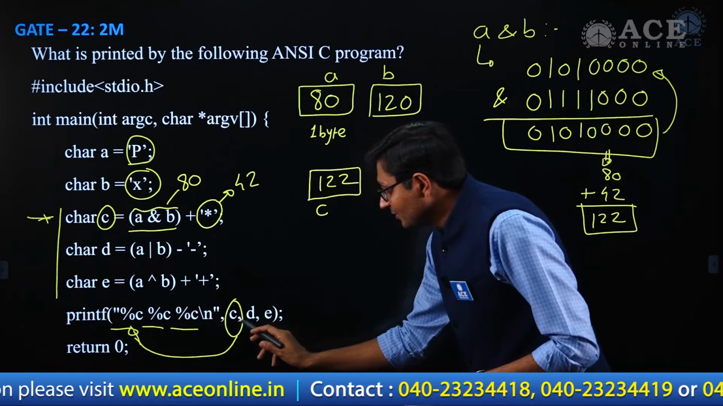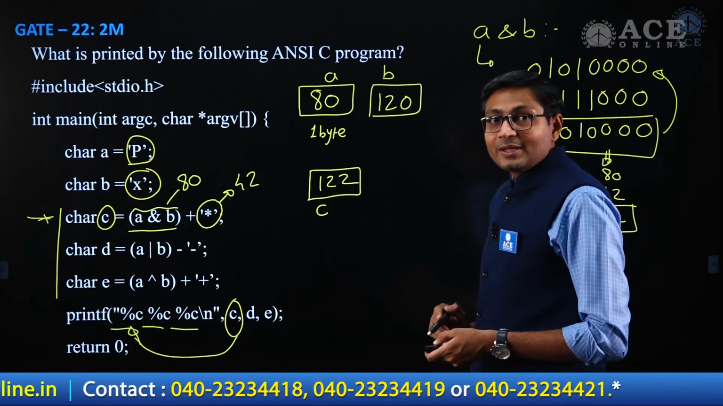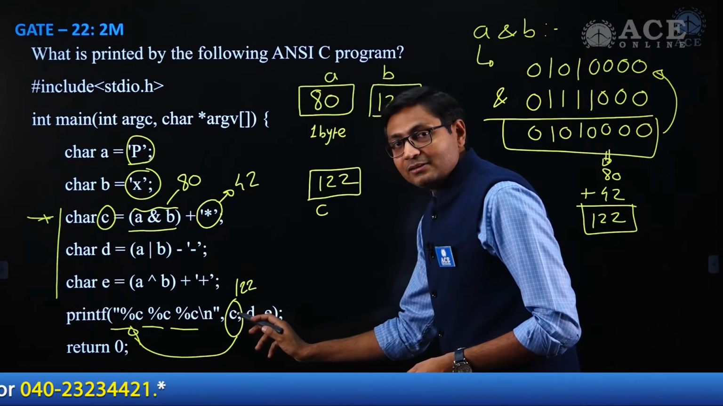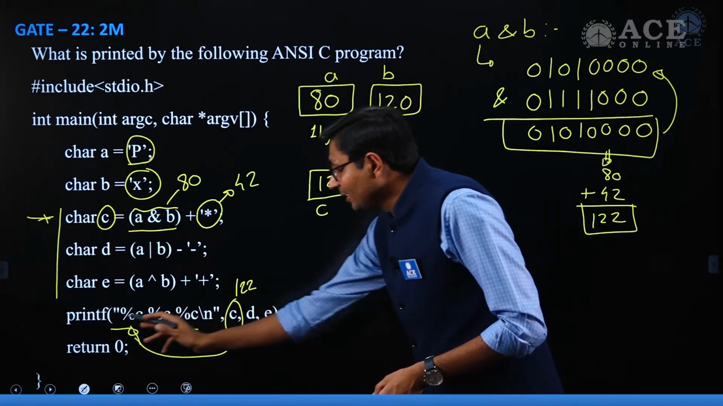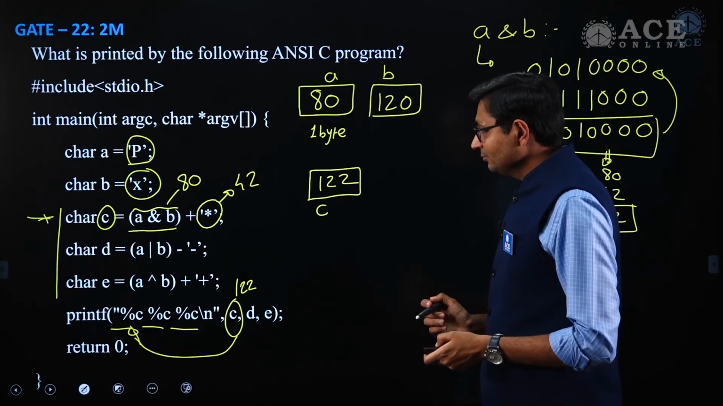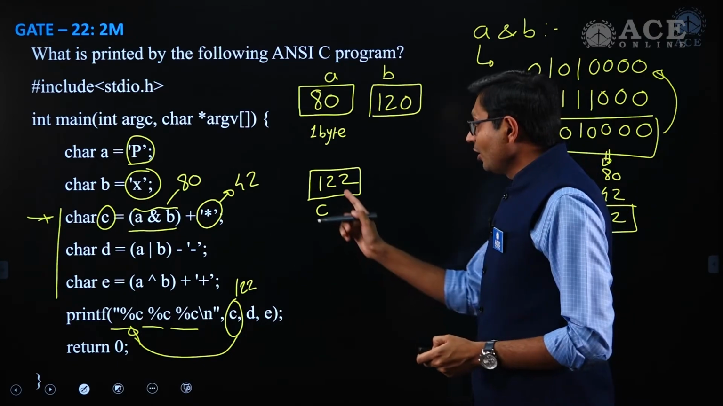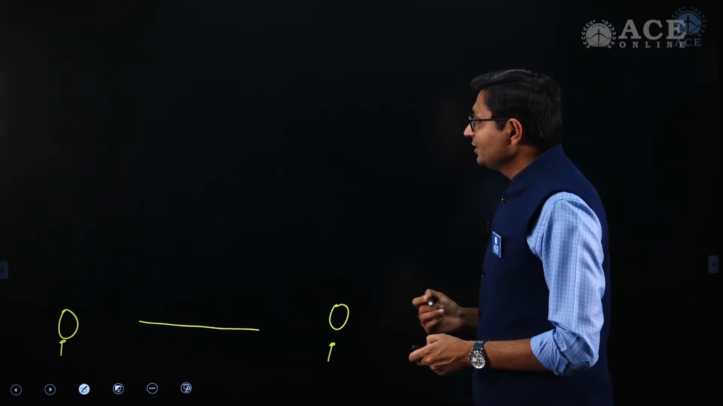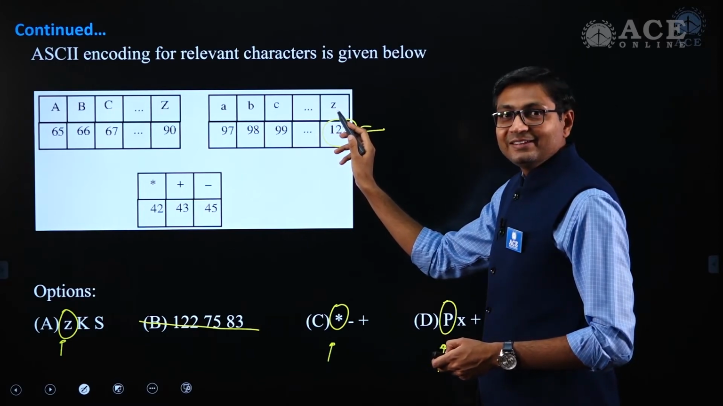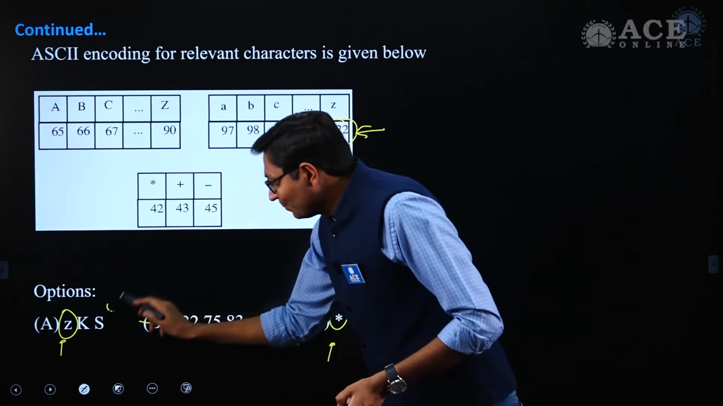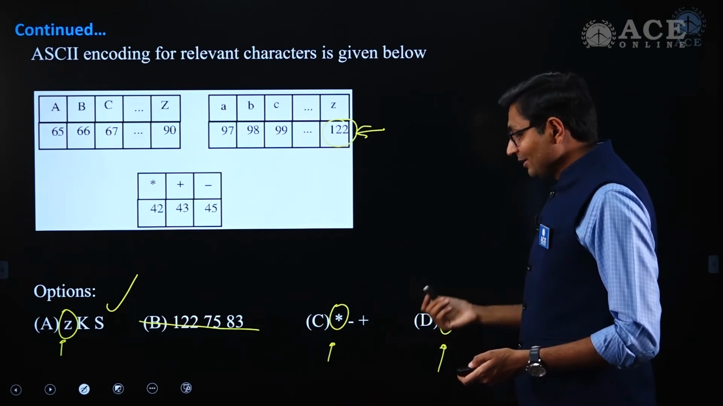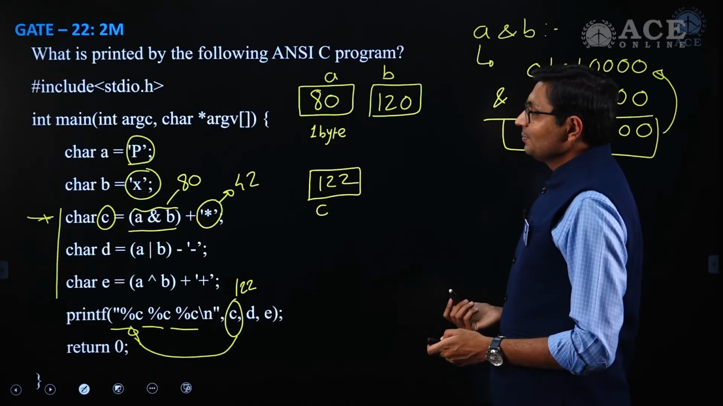So we got the first value, the character C's value, and it is printed first. We are giving the character as a decimal value, but here it is a percent %C, so the equivalent character will be printed. What is the equivalent character of ASCII value 122? Let's see the table. It is Z, right? So our answer is option A straight away. You don't have to solve the entire question, but we will complete the question. Let's see what is printed.